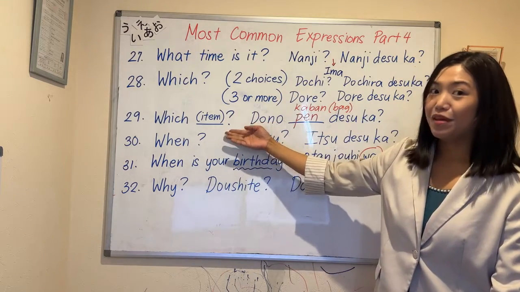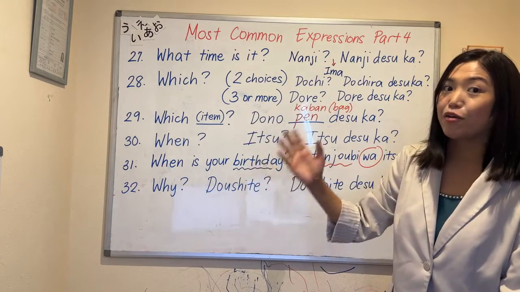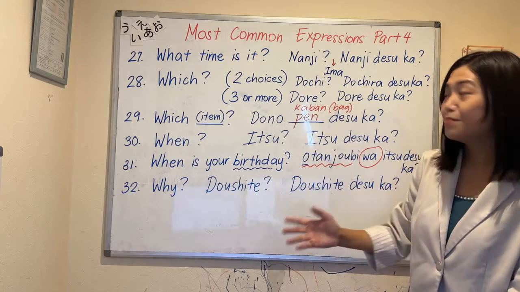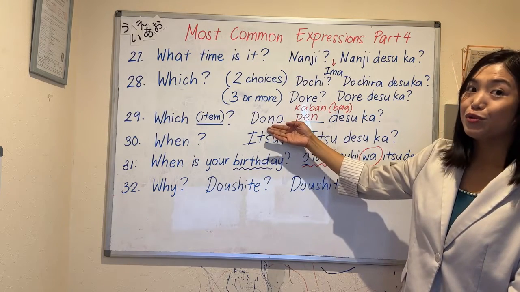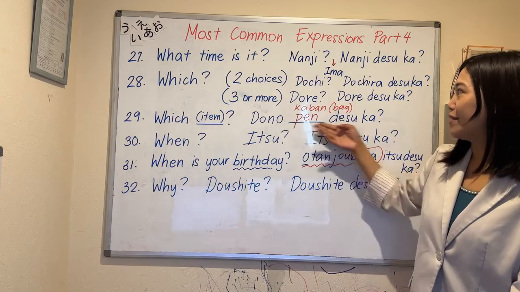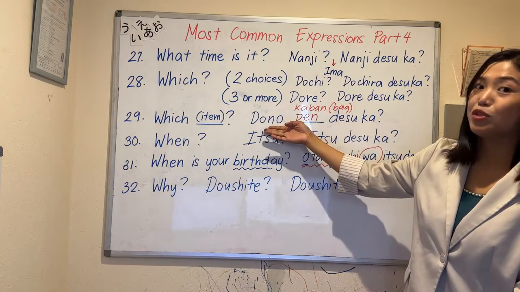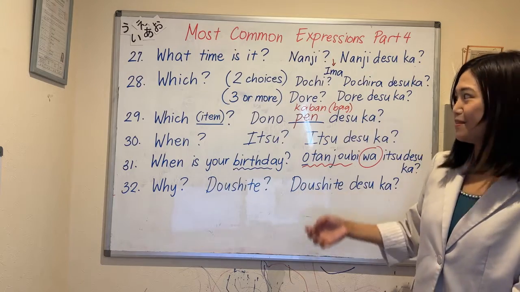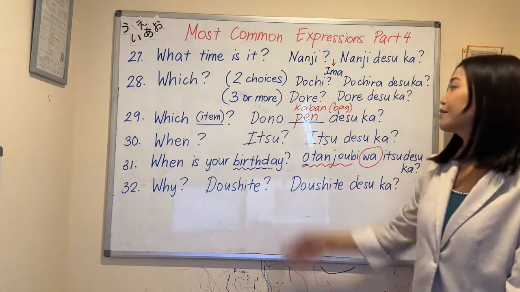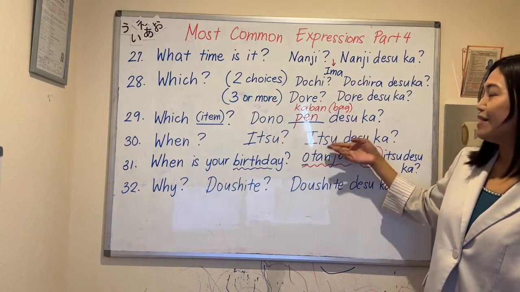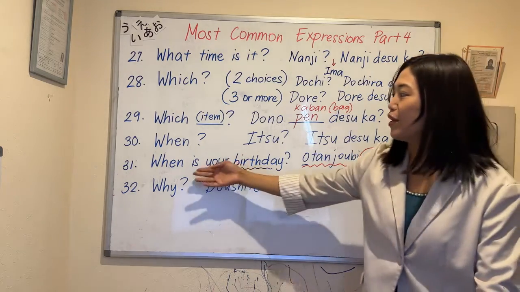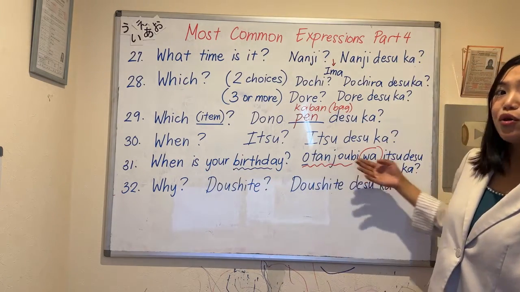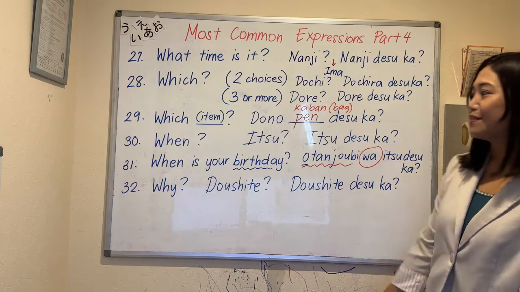Which item? If you want to mention the name of the item, use dono. Dono pen desu ka? Which pen is it? Dono kaban desu ka? Which bag is it? When? Itsu? Itsu desu ka? When is your birthday? お誕生日はいつですか?